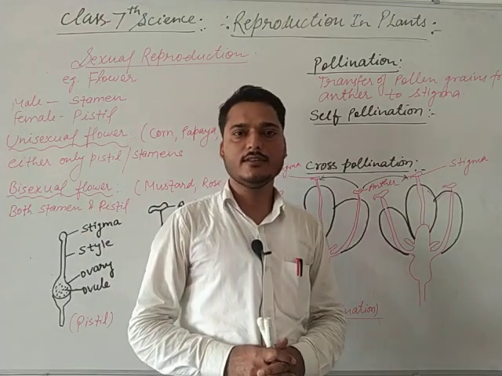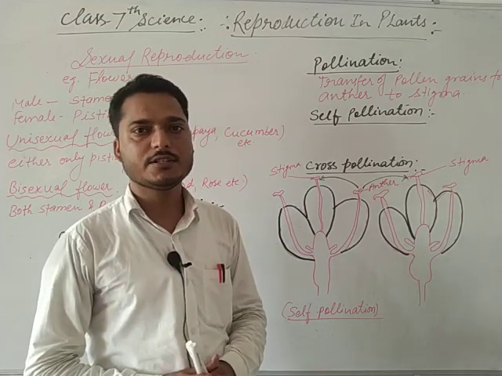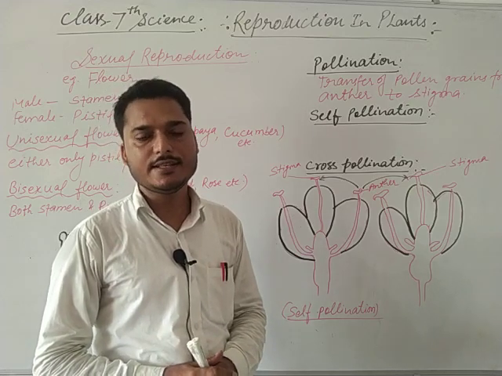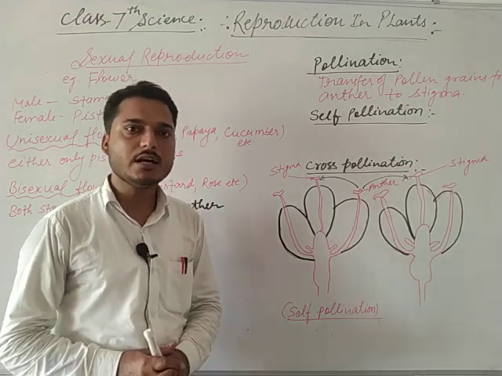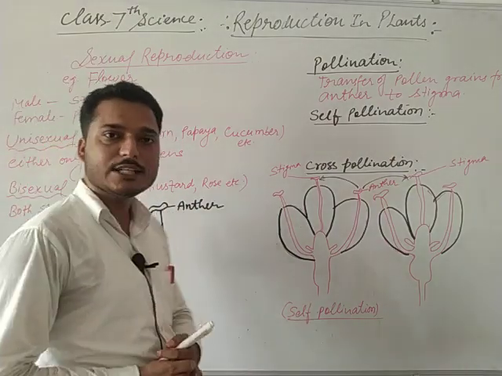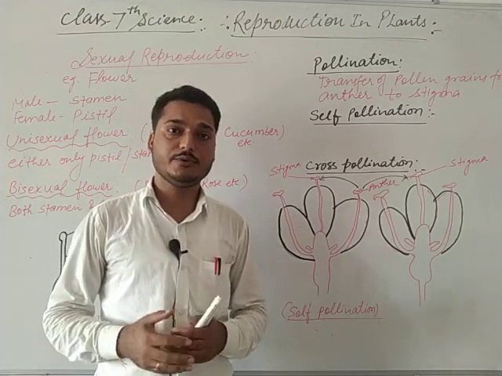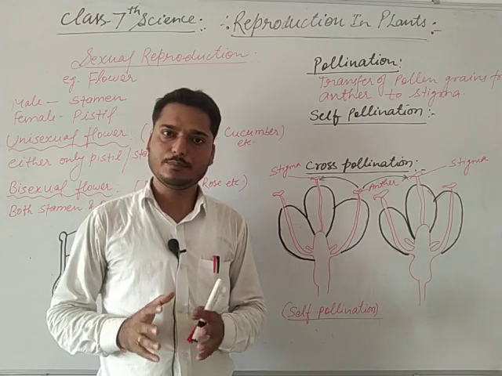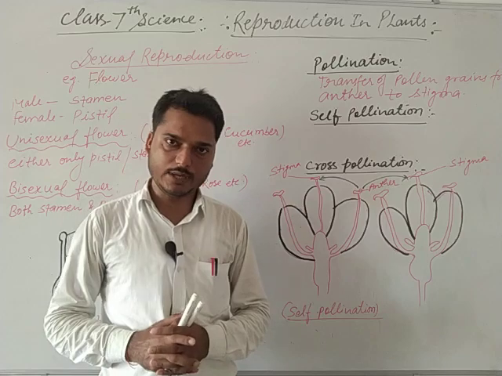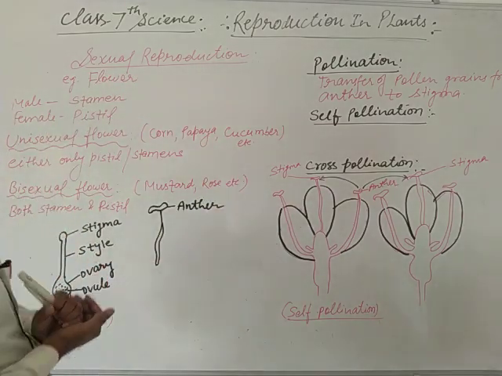Class 7th, chapter 12, is called reproduction in plants, in which in the previous class I discussed asexual reproduction. Right now I will discuss sexual reproduction. What is sexual reproduction? In which portion of a plant does sexual reproduction occur? We know that the flower is the part in which sexual reproduction occurs.